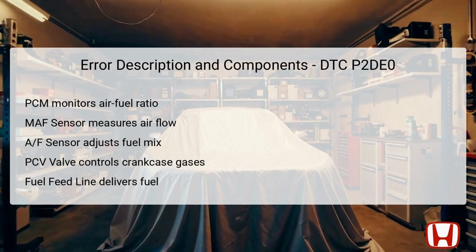Each of these components is located in specific areas. For instance, the MAF and AF sensors are typically found near the intake manifold. A proper understanding of these components will help in diagnosing the lean air-fuel ratio problem.